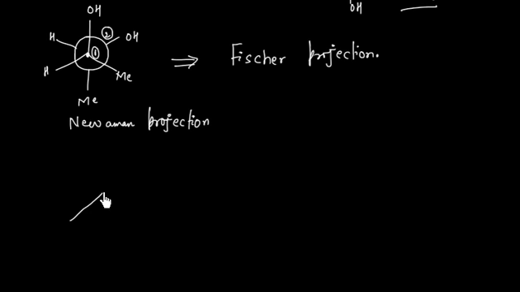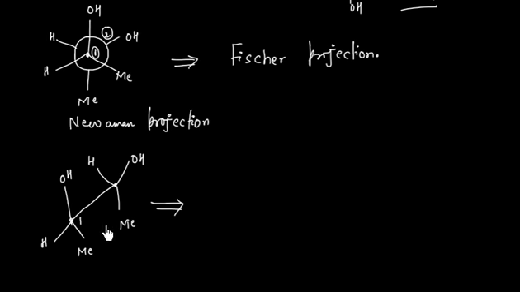So we can draw Sawhorse projection formula. On carbon 1 we have an inverted Y. On carbon 2 we have a regular Y. That is, on carbon 2 we have a regular Y. Hydrogen left side, OH right side and methyl group on the bottom. For the front carbon we have OH group on the top, hydrogen left side, methyl right side. I need two groups on the bottom.